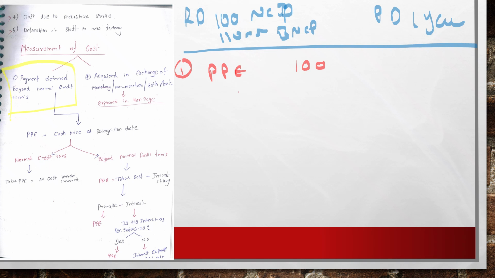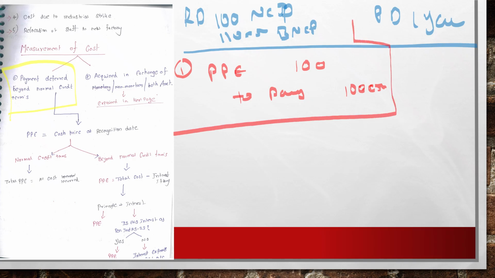100 crores, to payable to vendor 100 crores. The actual transaction is 110 crores, right? That will come. And on day two, the depreciation and all will come. And then the year end. For this payable, you might have to pay interest also.